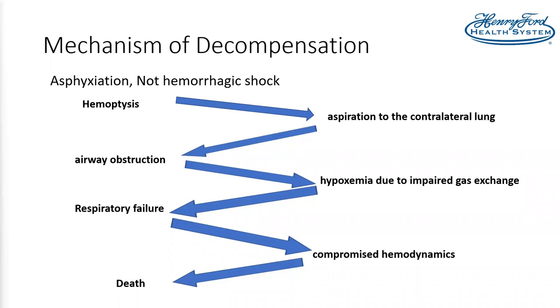lung. And you're going to see most of our management is going to target preventing this, aspiration to the contralateral lung, because that will lead to airway obstruction, hypoxemia due to impaired gas exchange, followed by respiratory failure. And respiratory failure is the reason why patients usually have compromised hemodynamics and death. So we're going to go back to this slide every single time we talk about management and what to do for massive hemoptysis patients.